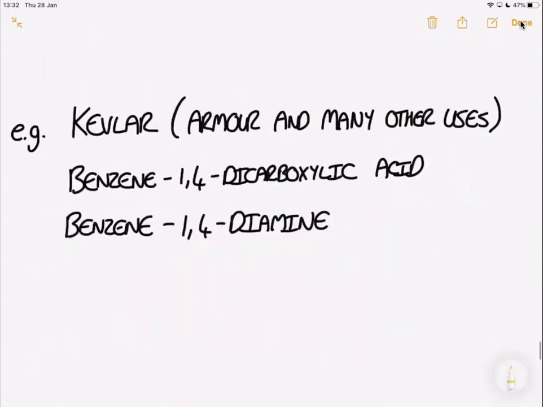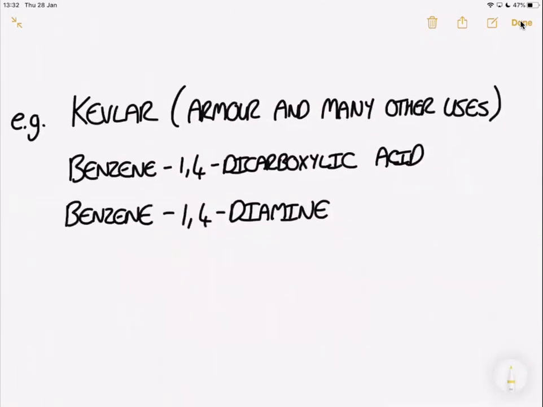So here's a famous example of a polyamide, Kevlar, right? Which I guess is probably a trade name for a material. Most famously, you know, body armor for stab-proof and bulletproof vests. So Kevlar is, amongst other things, probably made from a polyamide, and in this case, it has some aromatic rings in it. So it's made from a polyamide of benzene 1,4-dicarboxylic acid and benzene 1,4-diamine.